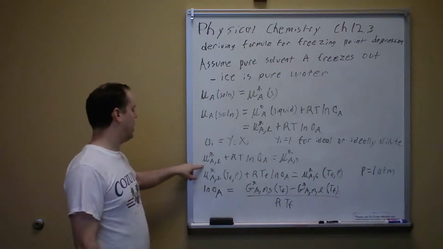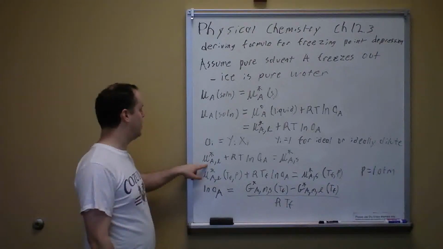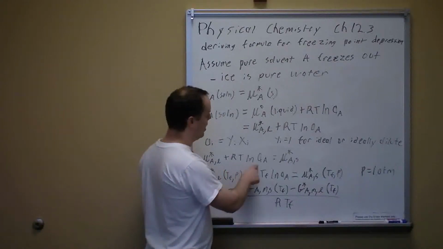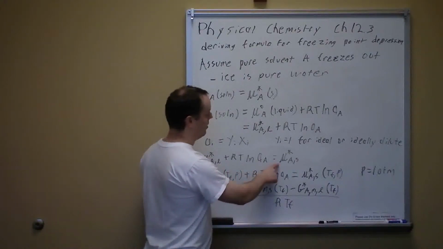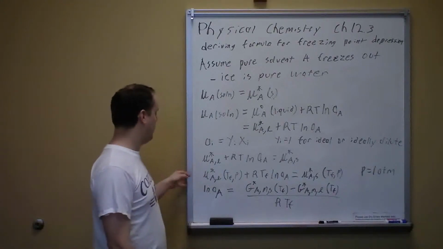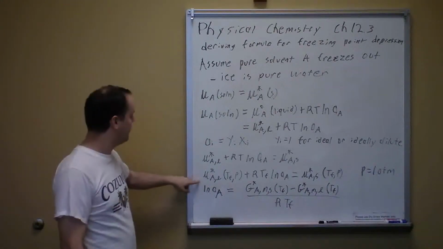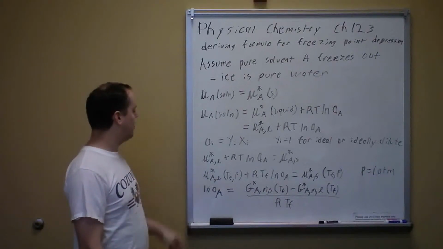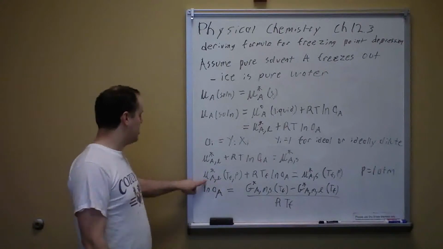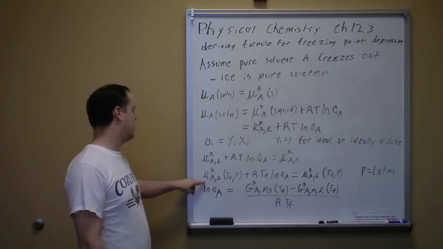So what that gives us is that the chemical potential of the pure A in the liquid state plus RT times the natural log of the activity of A is going to equal the chemical potential of A in the solid state. And it's, well, pure A, of course. So we know this is going to be at a specific temperature, the freezing temperature, at a specific pressure.